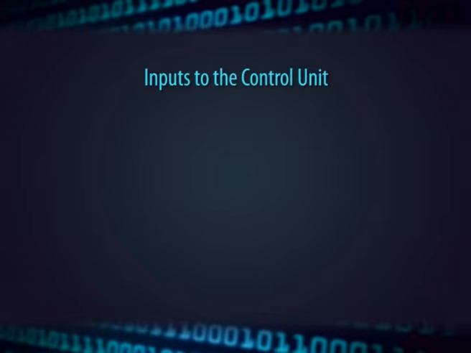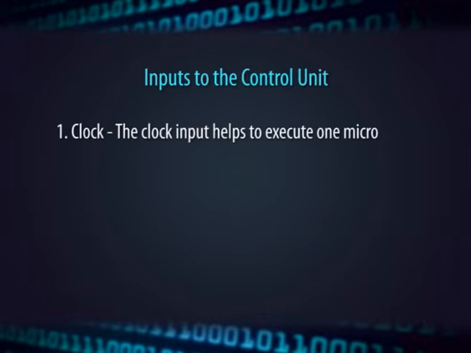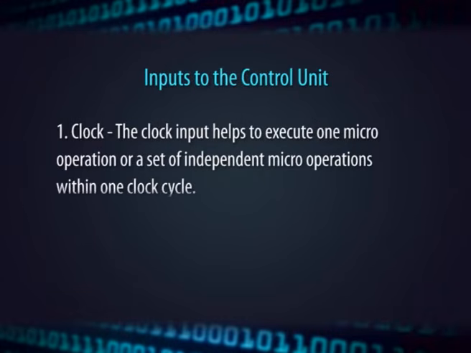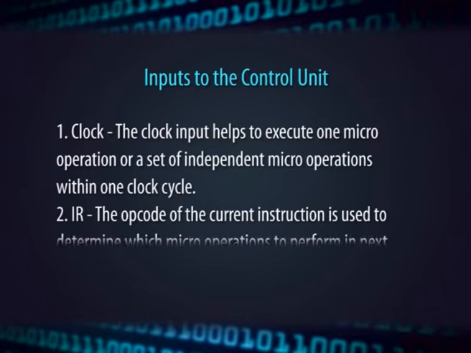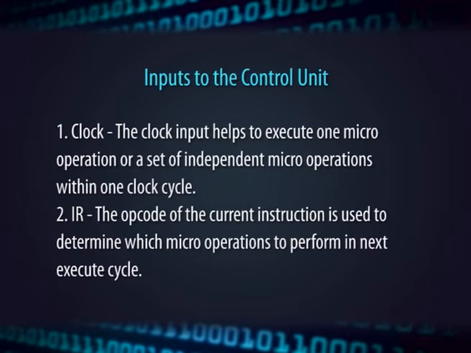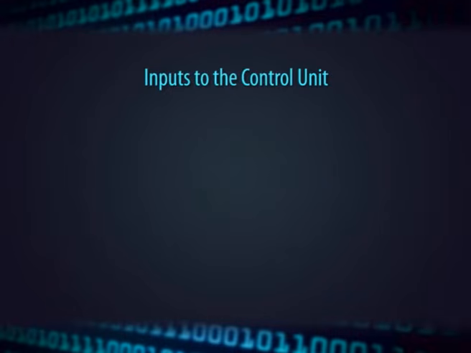In general, the control unit operations along with its input and output can be described as below. The first input to the control unit is the clock. The clock helps to execute one micro operation or a set of independent micro operations within one clock cycle. Second is the instruction register. The opcode of the current instruction is used to determine which micro operations to perform in the next execute cycle.